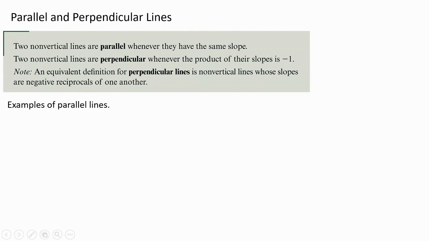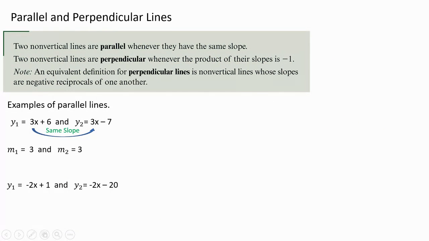Right now I'll show you an example of those. For example, these lines are parallel. Why? Because the slopes are the same. They're both, the slopes are both 3. These are also parallel because the slopes are the same, which are -2.